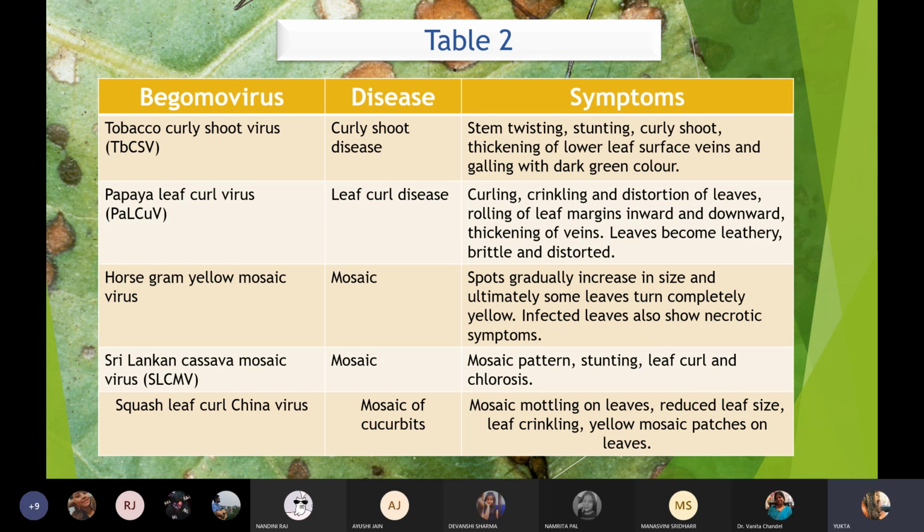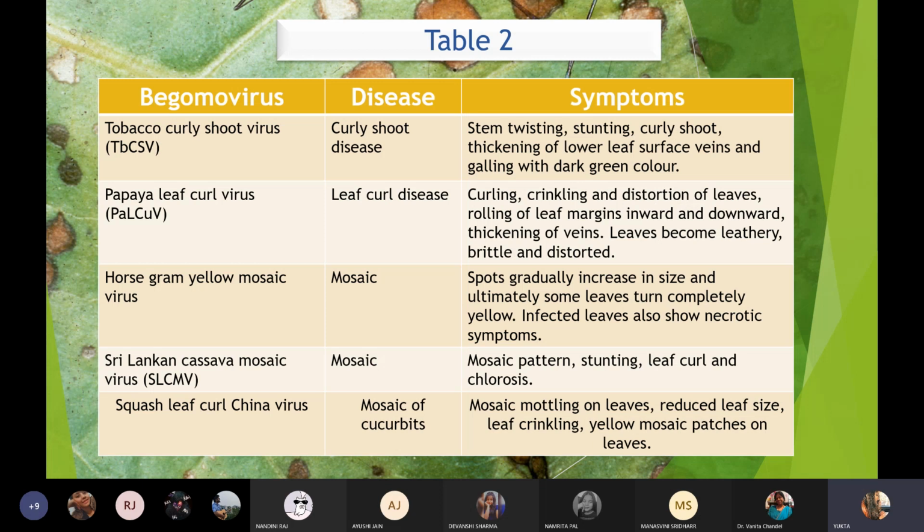It causes the curly shoot disease. The symptoms are stem twisting, stunting, curly shoot, and thickening of the lower leaf surface veins and galling with a dark green color on the leaves. So next is papaya leaf curl virus. It causes the leaf curl disease.